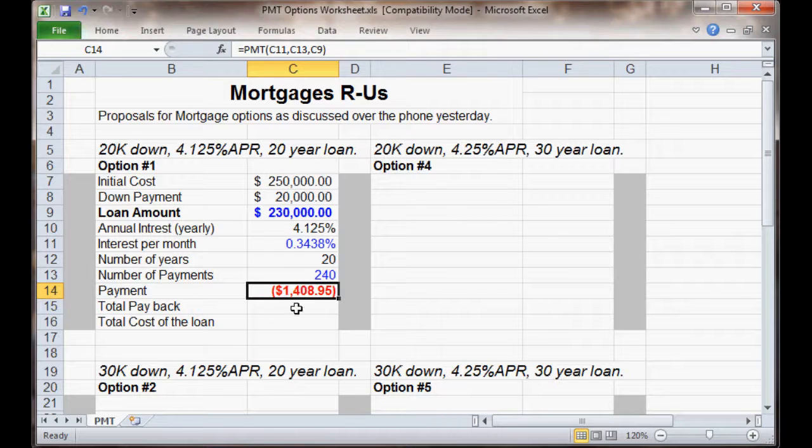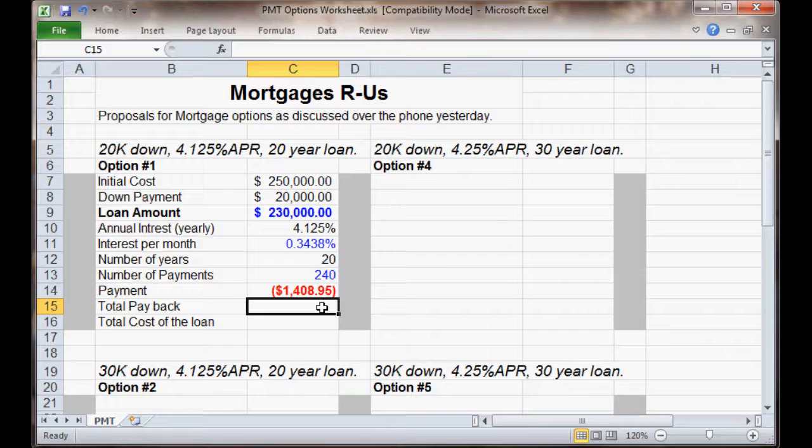Okay. So now we know how much a loan for $230,000 for a 20-year loan at this interest rate, we know what the payment would be. Well, we need to calculate a few more things to make our decisions, and one is the total payback. In other words, if we write a check for $1,408.95 240 times, how much is that totaled? Well, we should be able to calculate that as well.